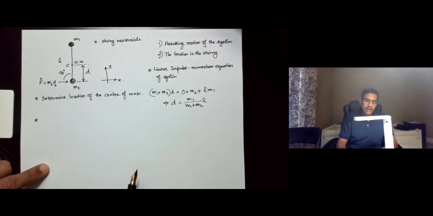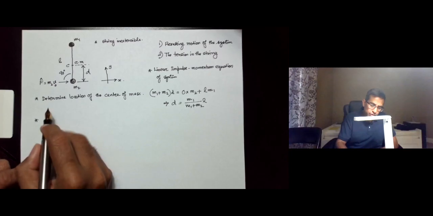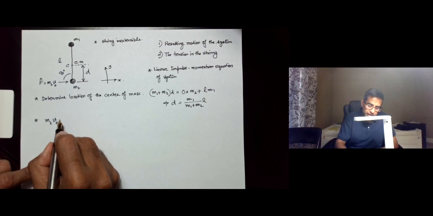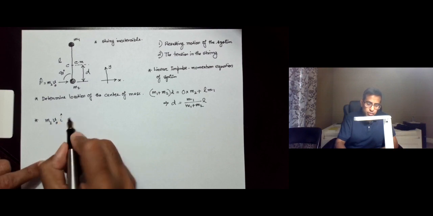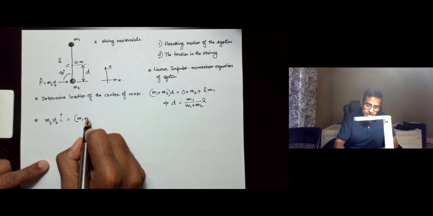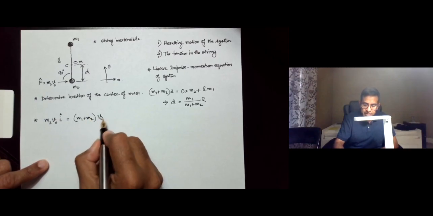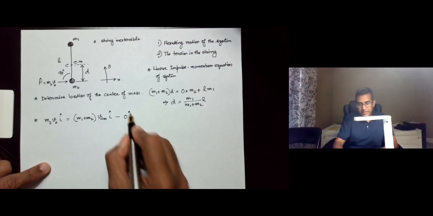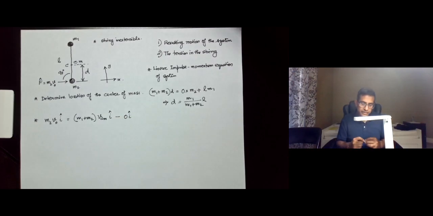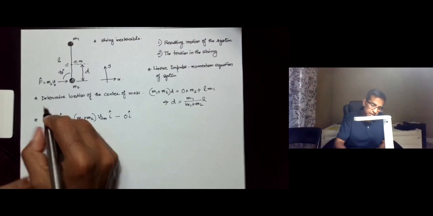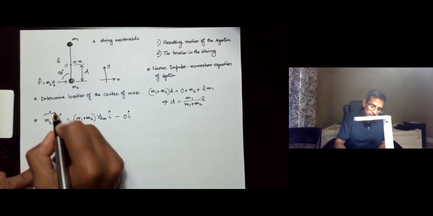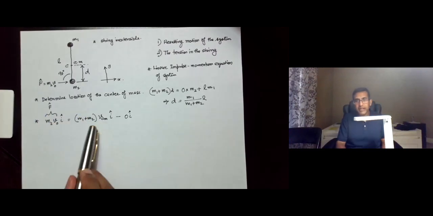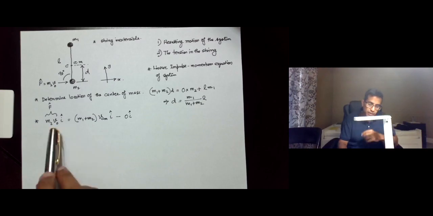The impulse is acting in the x direction. So therefore, m2 v0, this is the impulse in the i direction, is equal to (m1 plus m2) times vcm, also in the i direction, minus 0 in the i direction. So this is essentially saying that the impulse, this by the way is F hat, is causing a change in the momentum of the center of mass.